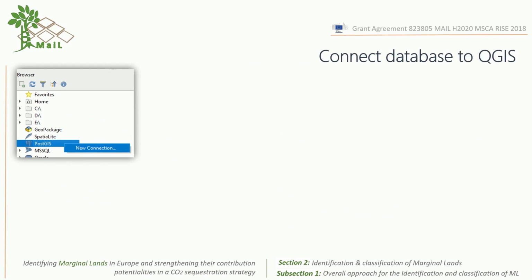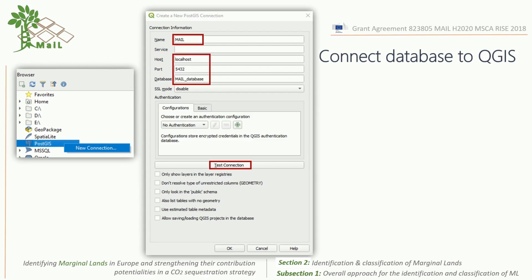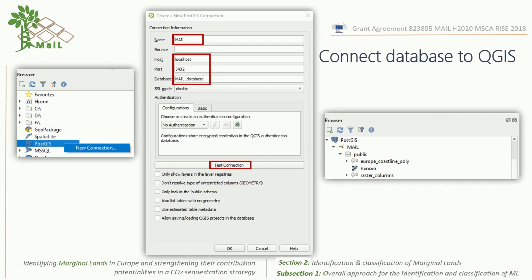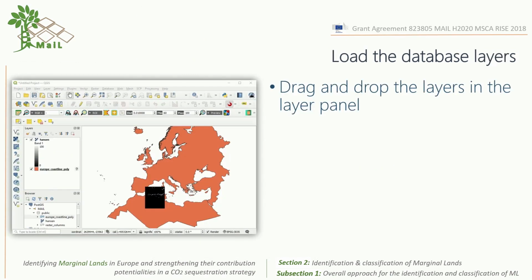Finally, to connect the database created to QGIS, go to the QGIS browser panel, right-click on PostGIS and click on New Connection. Fill in the settings and click OK. You should see the database layers under the connection you just created. Now you can drag and drop the layers of the database you want to work with in the QGIS layer panel to load the layers.